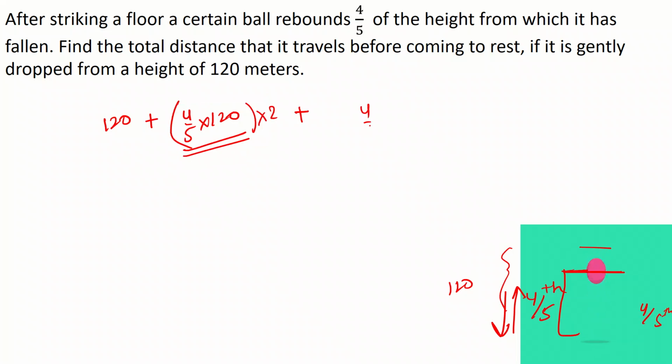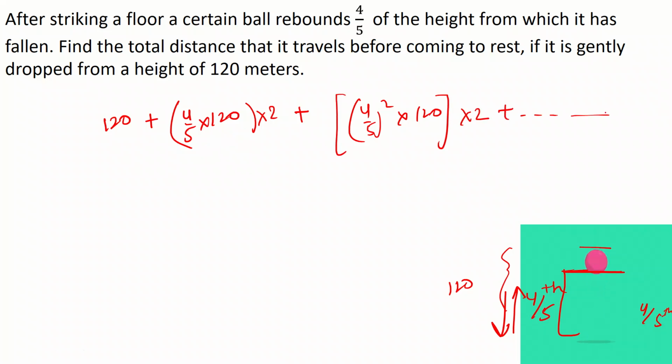Similarly, again 4 by 5 of this new height is traveled. So what I do is multiply by 4 by 5 in this expression. So 120 times 4 by 5 times 4 by 5, and I write 4 by 5 the whole square into 120, and again this distance is traveled twice, and this will go on till infinity. If you observe, from here till infinity is a GP. For this GP I can take 2 common outside, for every term. So this becomes my GP.